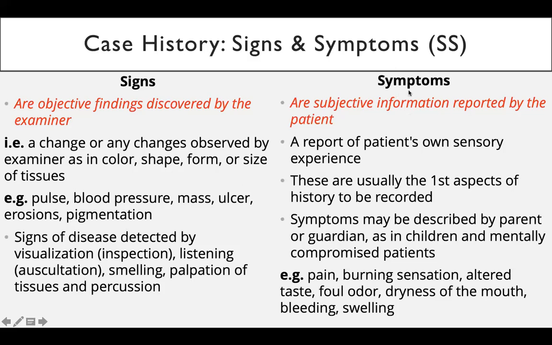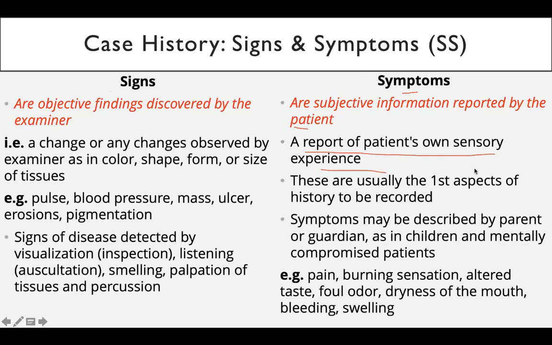Because symptom has P and sign does not have P, and P is the patient. So symptoms are subjective information given or reported by the patient. P is for symptom and P for patient. Information given by the patient. The patient says, it's the report of the patient's own sensory experience.